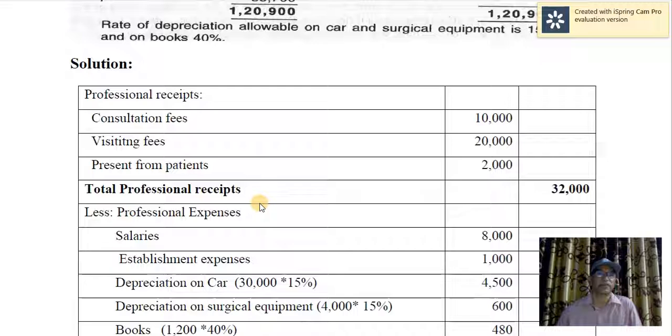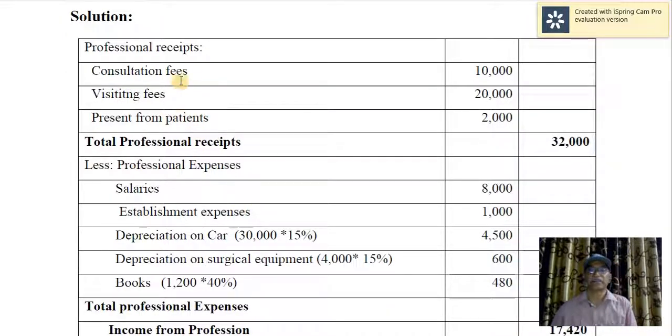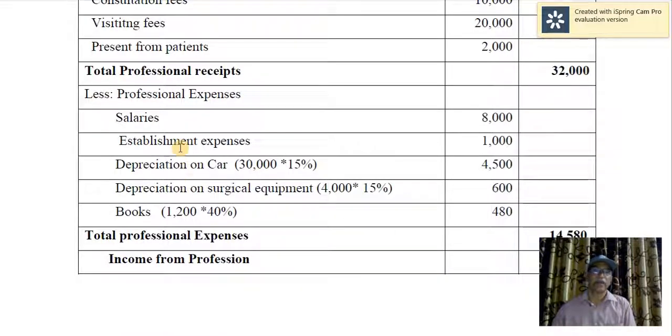Let us see the solution here. Professional receipts: consultation fees 10,000, visiting fees 20,000, presents from patients 2,000, together 32,000. Professional expenses, already explained: salaries 8,000, establishment expenses 1,000, depreciation on car at 15%, 4,500. The value of car purchase is not taken, whereas depreciation is allowed. Similarly, purchase of surgical equipment is not allowed, but depreciation at the prescribed rate of 15% is allowed. Books purchased are not allowed, whereas depreciation on books is allowed, 480 on 1,200 at the rate of 40%. So total professional expenses are 14,580.